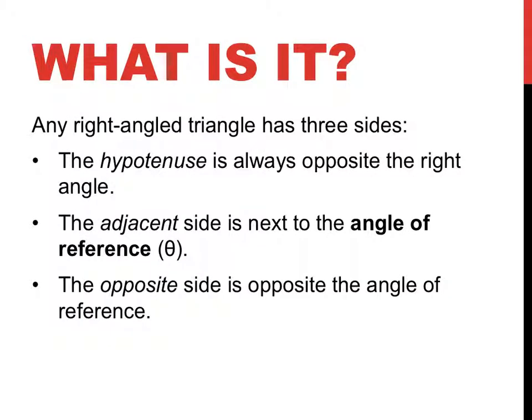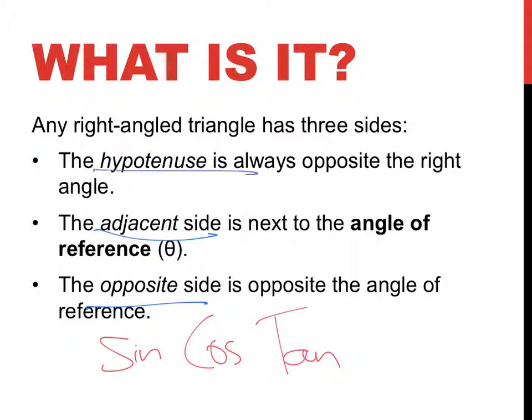Today we're going to start with a quick revision of what we did last year, which is SOH CAH TOA. Any right-angled triangle has three sides: the hypotenuse, the adjacent, and the opposite. There are three ratios that we look at in relation to those sides: sine, cosine, and tan. Depending on what information I have, whether I have the opposite, the adjacent, or the hypotenuse, determines which of these ratios I can use to find missing sides or missing angles.